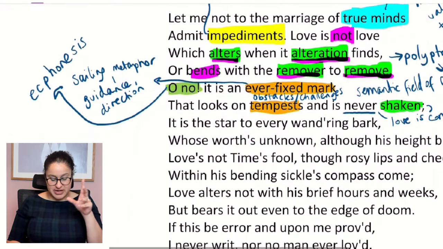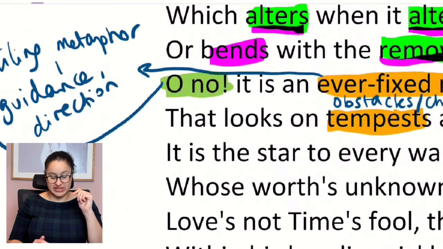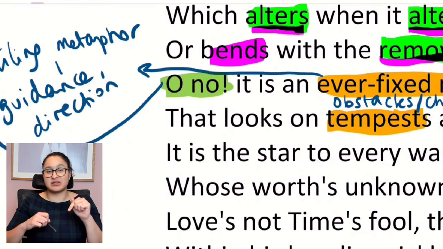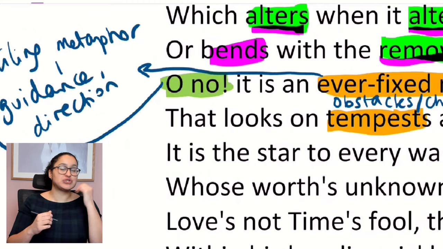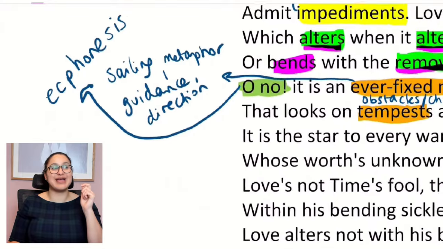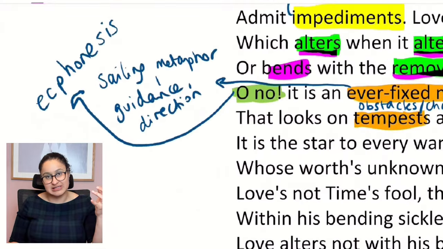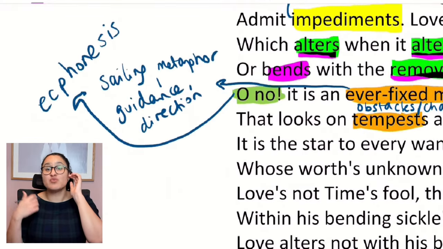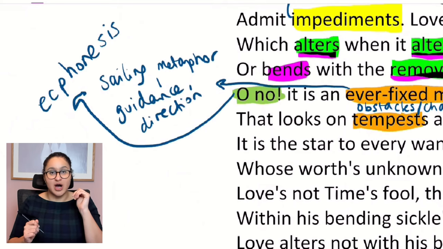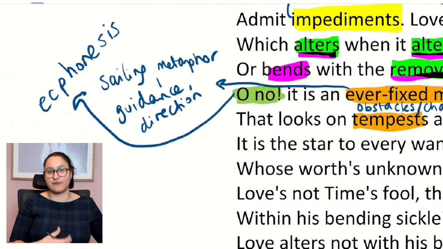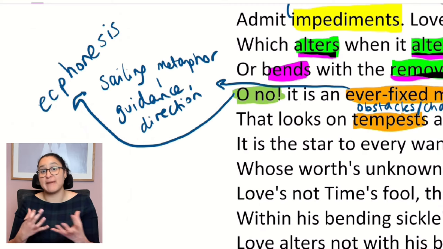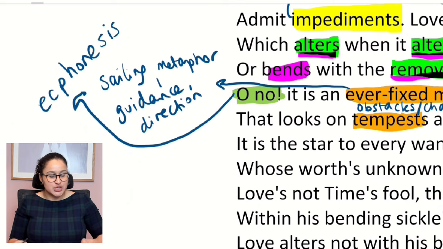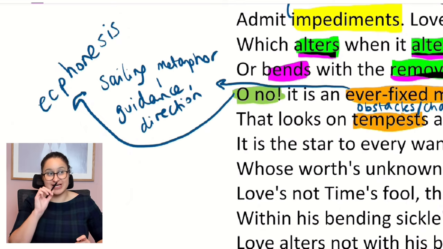I want to just add, by the way, I have seen versions of this sonnet where they don't use an exclamation mark after "oh no." They say "oh no," comma. I would argue you can still call it ekphonesis, because even without the exclamation mark, it is still an exclamatory phrase. It's still expressing a strong passion, strong emotion in a very brief phrase. So even if your version of this poem has a comma, not an exclamation mark, this analysis still stands.